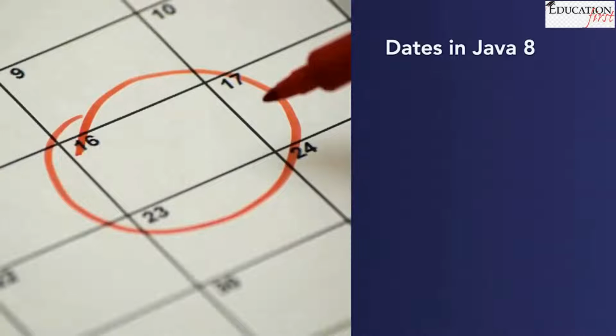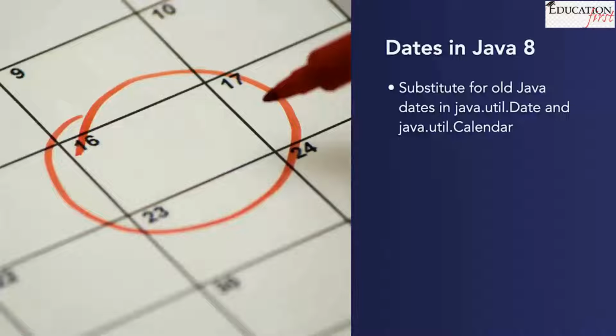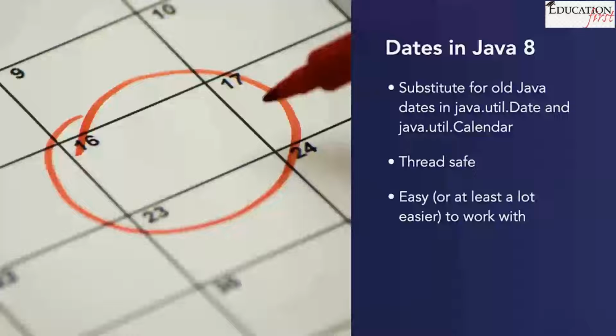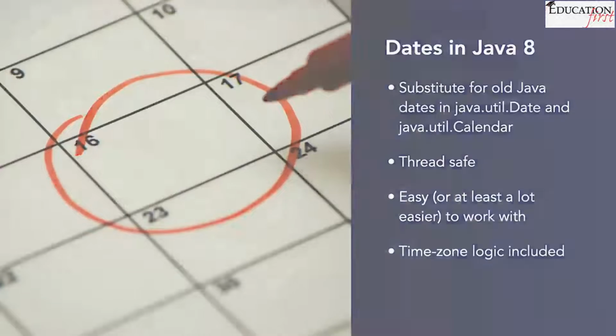Most Java developers didn't really like dates. Working with dates and times, that is. But this all changed since Java 8. Before Java 8, dates were taken care of by the Java util date and Java util calendar. Now, dates are arranged with the Java time package. It's thread safe to use. This means that it can be used in a concurrent environment. And as a bonus, it's easy to work with. This is really a walk in the park compared to the old ways of dealing with dates. And there's even logic for time zones included.